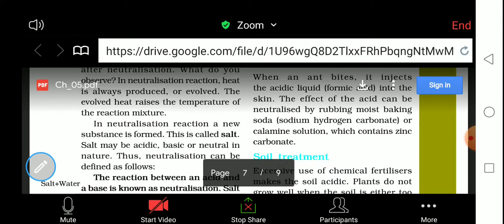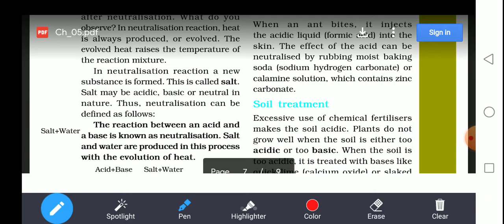So in a neutralization reaction, a new substance is formed, that is salt. And salt may be acidic, basic, or neutral in nature. We cannot accurately tell whether the salt is acidic, basic, or neutral. So we will observe whether it is acidic, basic, or neutral in nature.